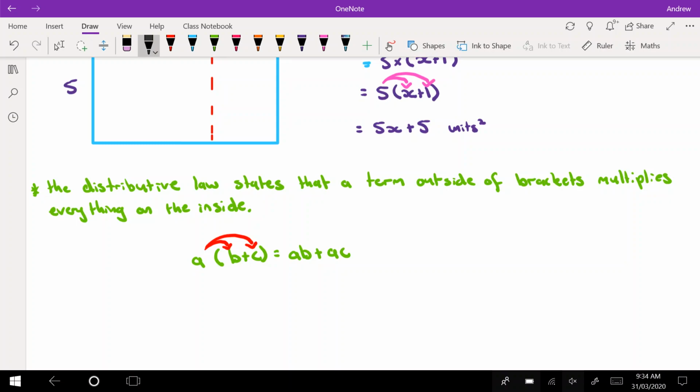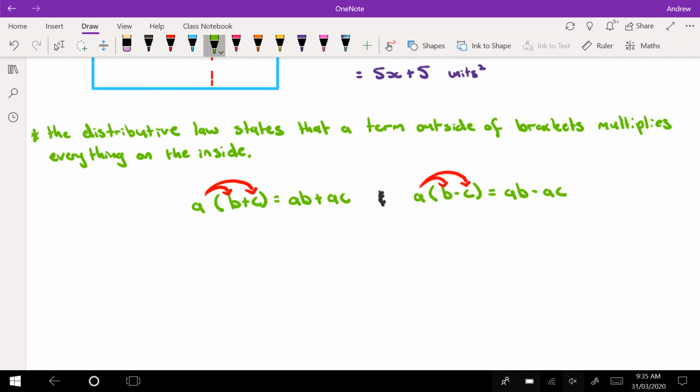Remember, AB is the same as A times B. We just don't have to write that multiplication sign there when we're multiplying variables. And as well, we have A, B, take C. Well, that's going to be A, B, take away A, C, because there's that negative sign now that we have to think about. We also have to take into account if the number outside of the brackets has a sign as well. So right now the A is only positive, and so that doesn't change anything.